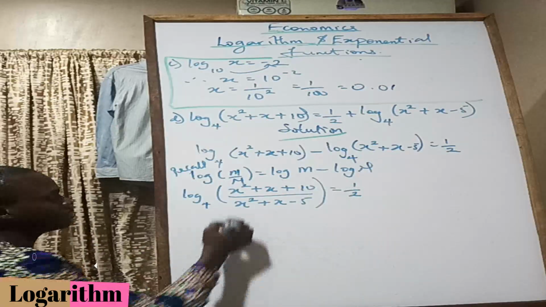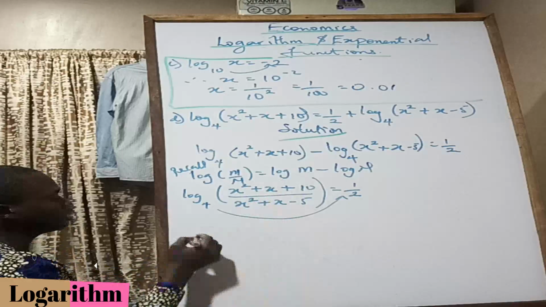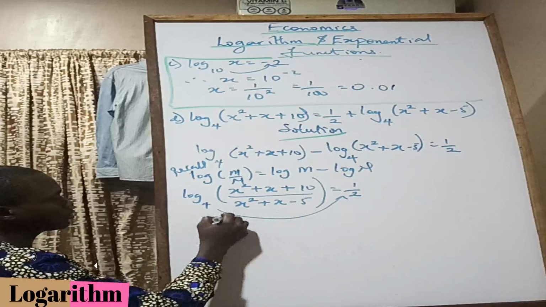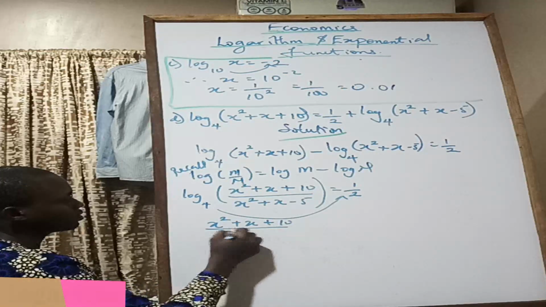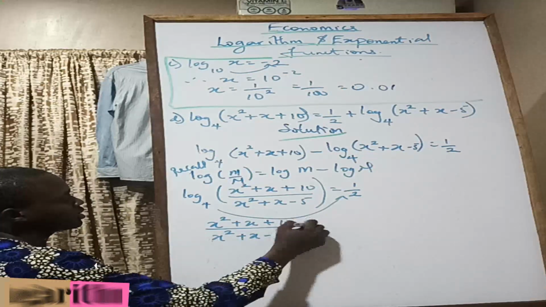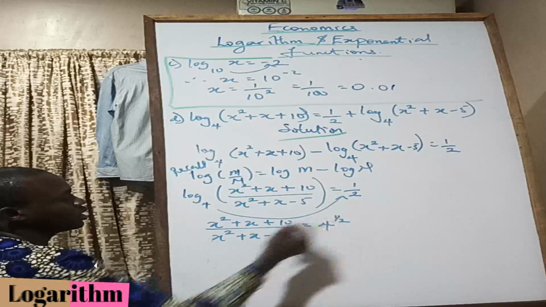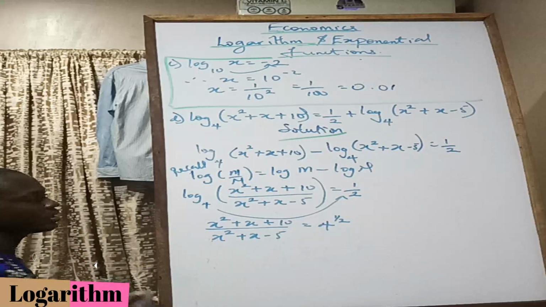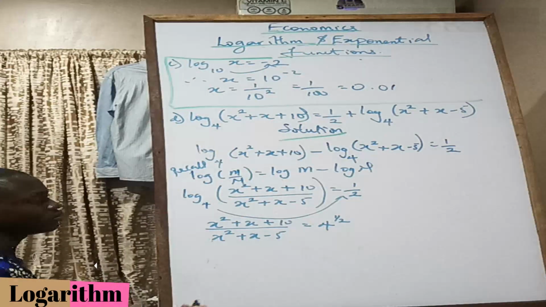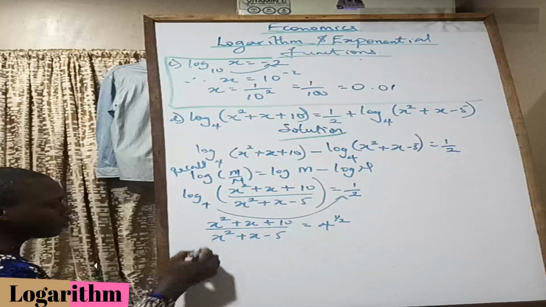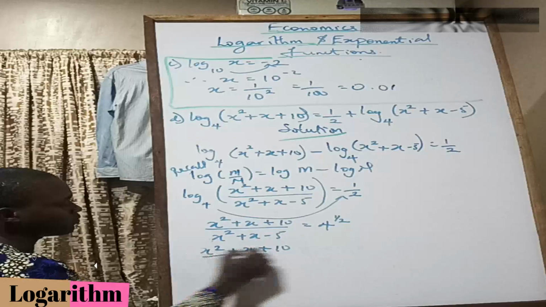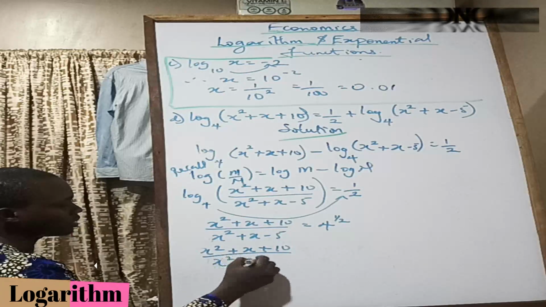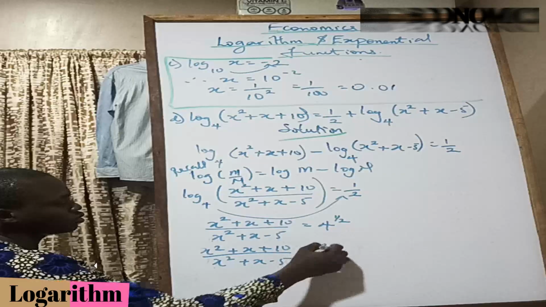So from here I can simplify. I can make this guy come and lift this one up. So I will be left with x squared plus x plus 10 divided by x squared plus x minus 5, and this will be 4 raised to power half. So by now, from indices that we started from, you already understand that 4 raised to power half is same as 2. So it's basically root 4, same as 2. All right, so what I'm going to do is x squared plus x plus 10 divided by x squared plus x minus 5 equals 2 over 1.